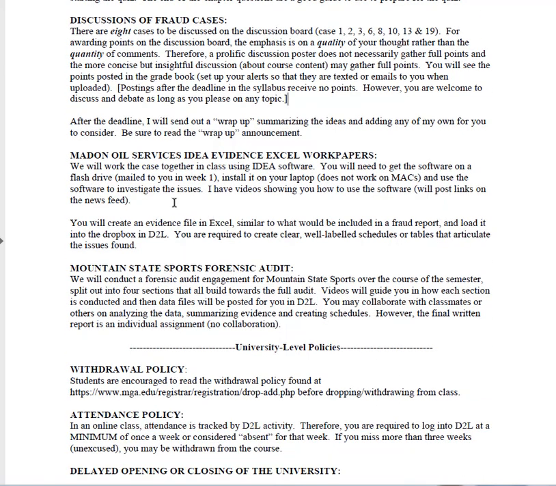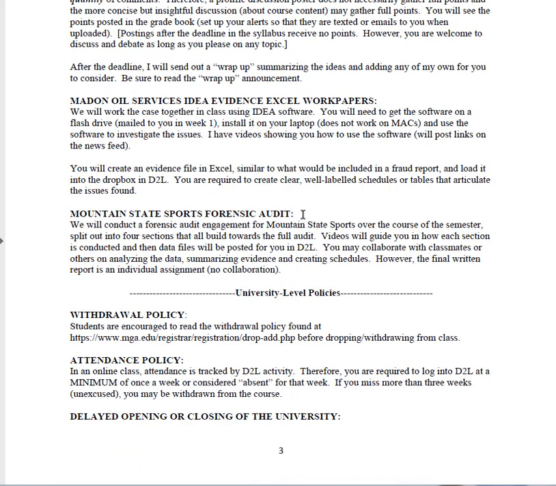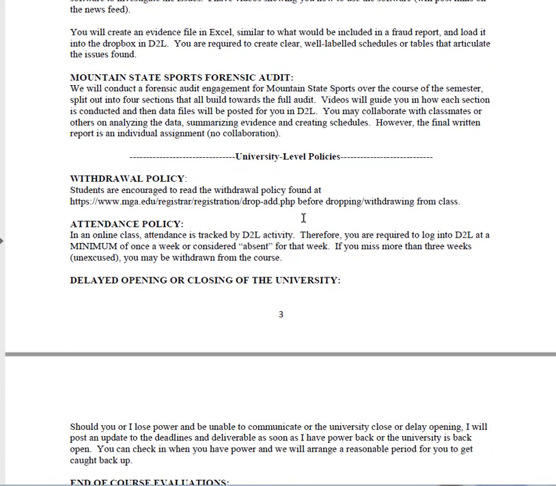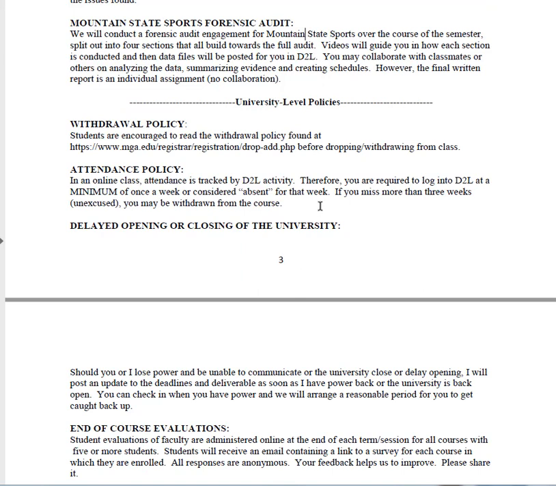I will be posting the instructions about the Maidon case, which is the medium-sized case, and the Mountain State case, which is your massive course-long case. I'll be posting those in announcements. So in D2L, you'll want to set up your announcements so that you see when these files are sent out and when the instructions are given. There's some university-level policies here. Please read those as they do apply to us.